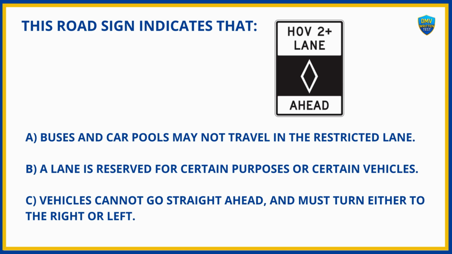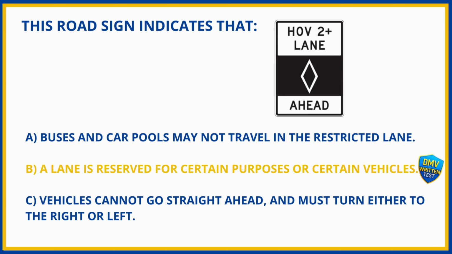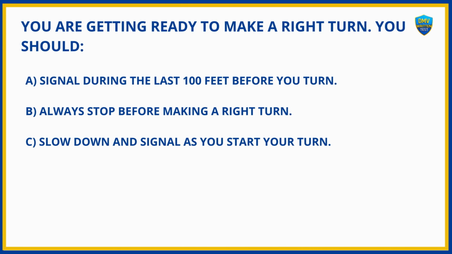And the answer is B. A lane is reserved for certain purposes or certain vehicles. You are getting ready to make a right turn. You should A. Signal during the last 100 feet before you turn. B. Always stop before making a right turn. C. Slow down and signal as you start your turn.